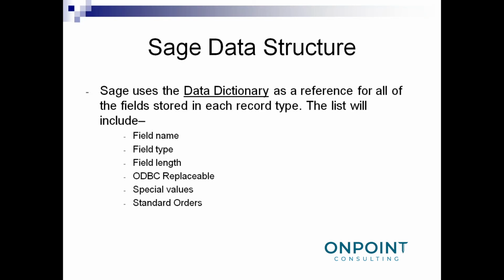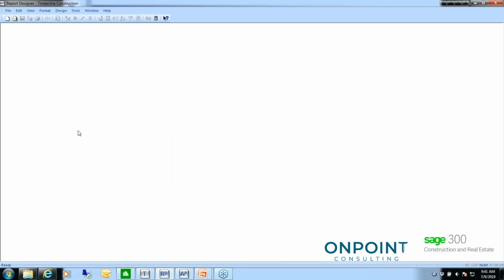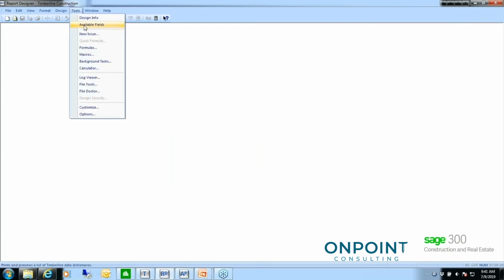Now, we have a concept here in Sage called the data dictionary. The data dictionary is your reference for everything that's going to be stored in each of those record types. One of the things I would recommend is that when you start designing your reports, you get into RD for a second. Under Tools, we have an option called Available Fields. Now I've jumped to page 2, the top of page 2 in your handout.